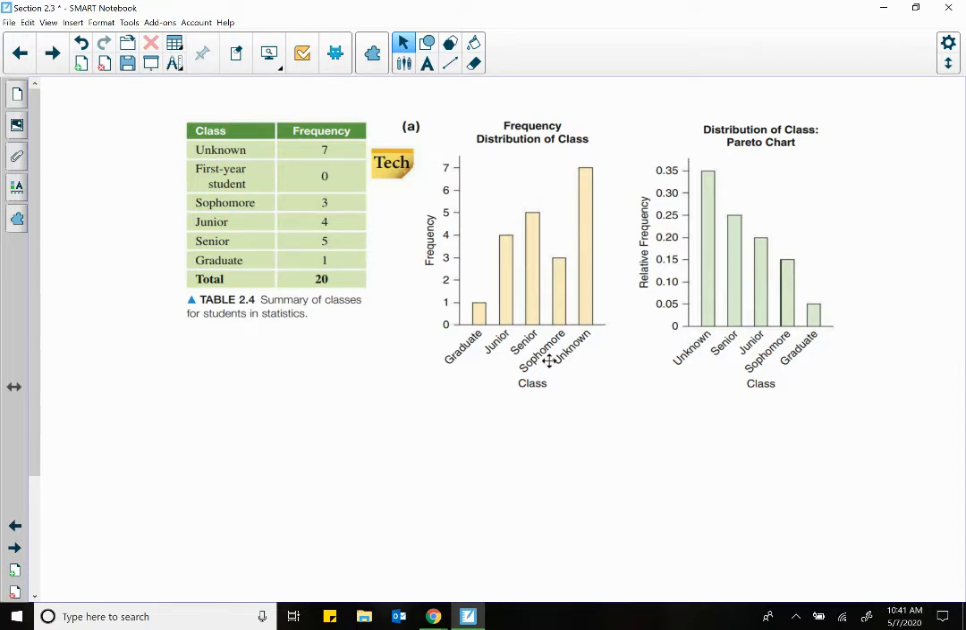It doesn't really matter. But you can see that these bar graphs are really about how many times it occurred, their frequency. Okay, so right here, it happened one time for a graduate. Juniors said 4 times, so the bar goes up to 4.